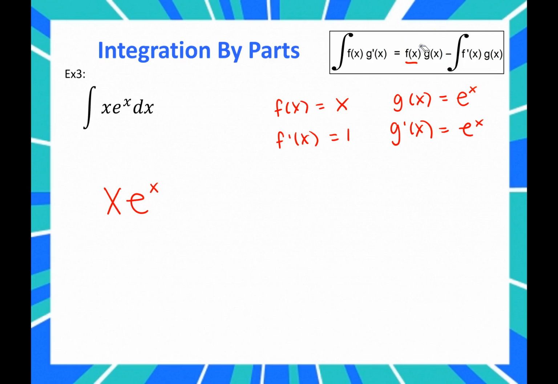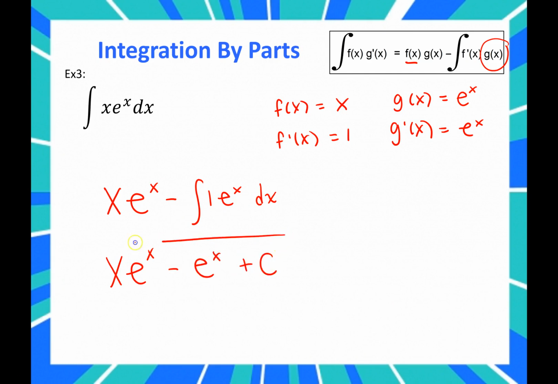Now I put my minus, and then I've got my integral of my f prime of x, which is 1, and then my g of x, which is e to the x. If you want to put your dx, that'd be great. Drop this down, x times e to the x, and then what's the integral of 1 times e to the x? Well, that's just e to the x. So I'm just going to have that, and then don't forget your plus c.